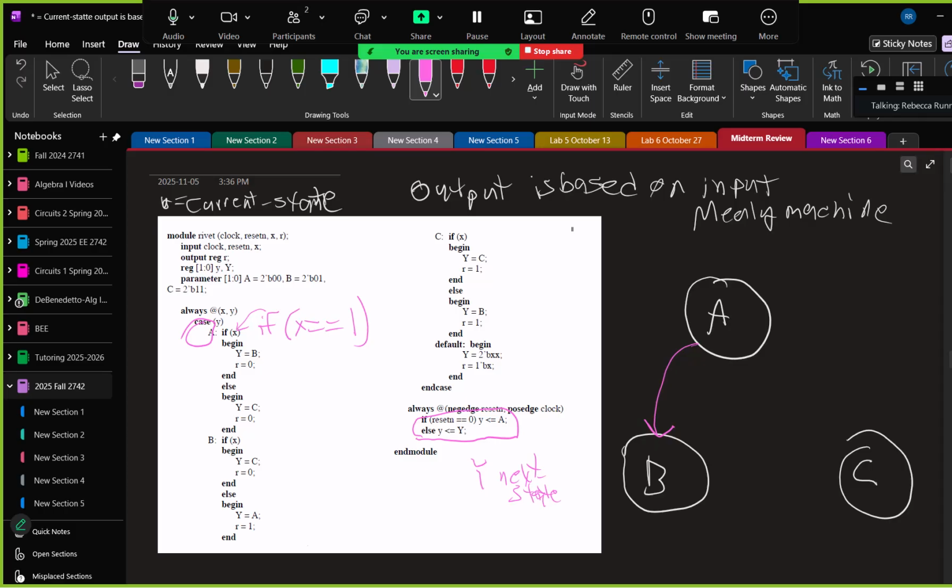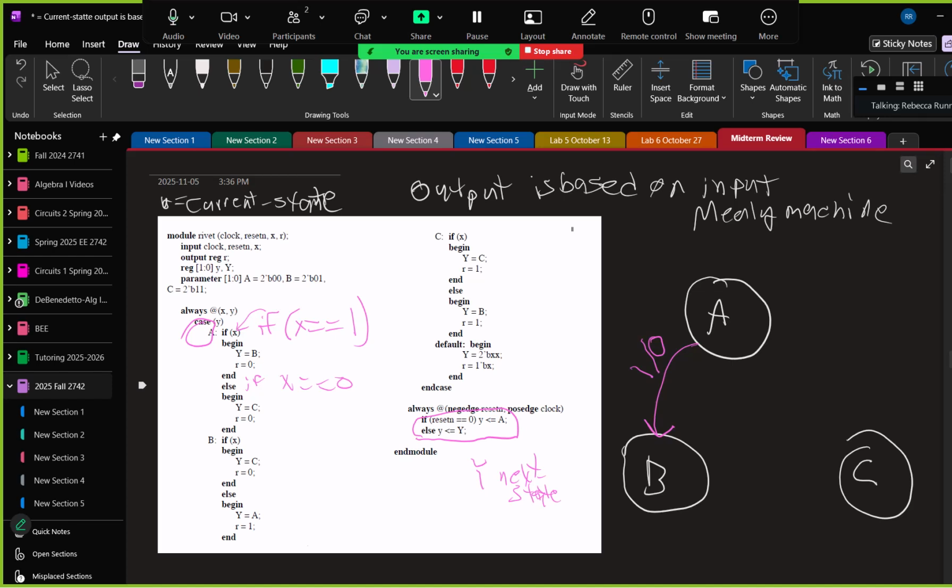Now I write this way. On the arrow, I put the input first, and then a slash, and then the output. So when you see that on the arrow, the first thing is the input, the second one is the output. And I have to put it on the arrow because I might have different outputs for different inputs. So if x equals 1, then my next state is B and my output is 0.